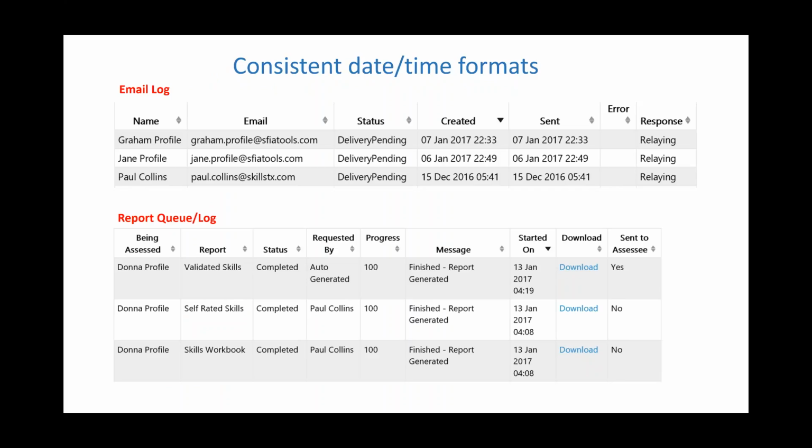Regarding date and time formats, just a couple of screenshots here. So you can see the email log at the top. That includes the hours and minutes, so just a more accurate log entry, and then the report queue and log also includes the time as well. So they're all DD, month, full year, and then hours and minutes.